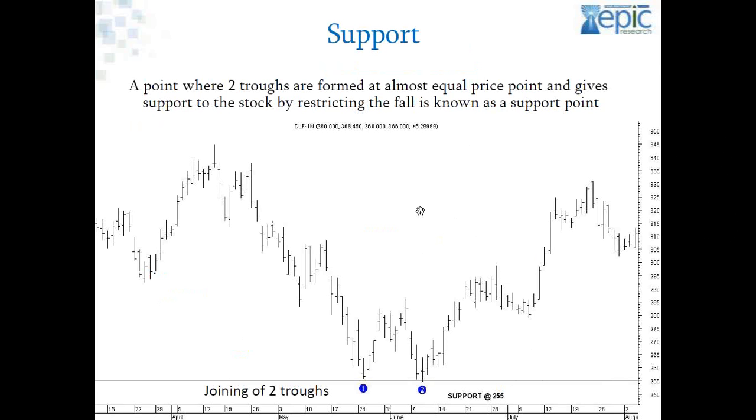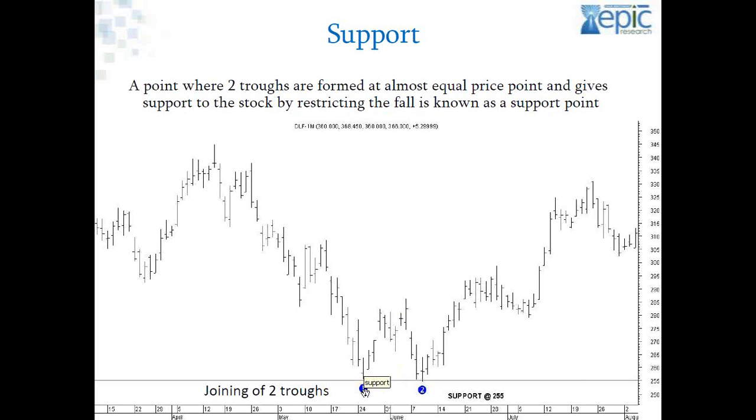This is a very important point. What is a support and what is a resistance in the markets? Before understanding what a support is, we must understand the exact meaning of a support. Typically, the definition of support is a price point where the share gets support and the falling of that particular share stops. That is known as a support.